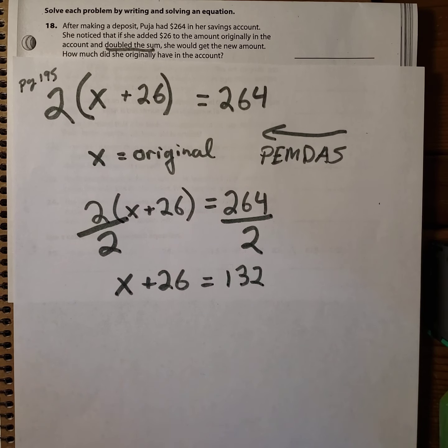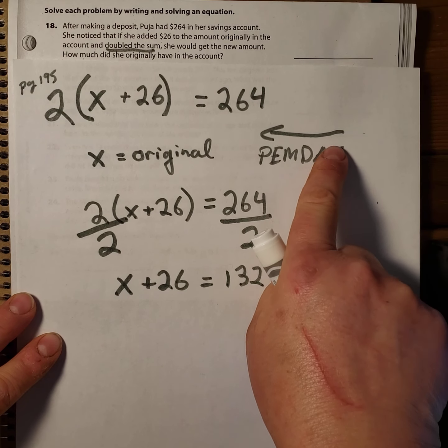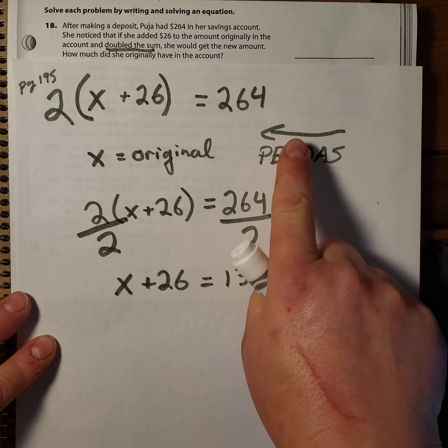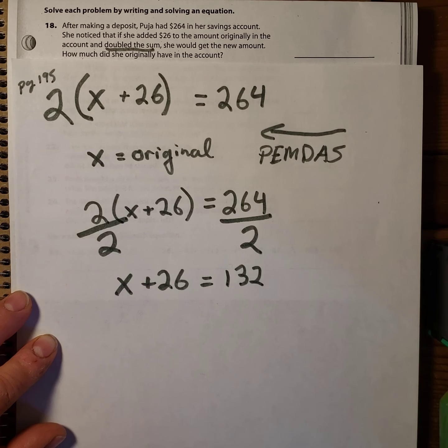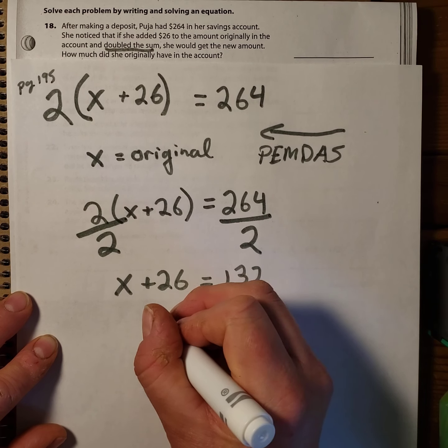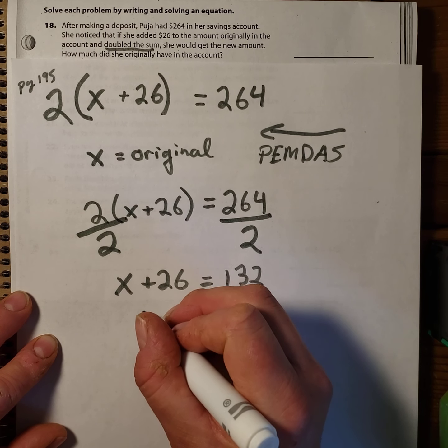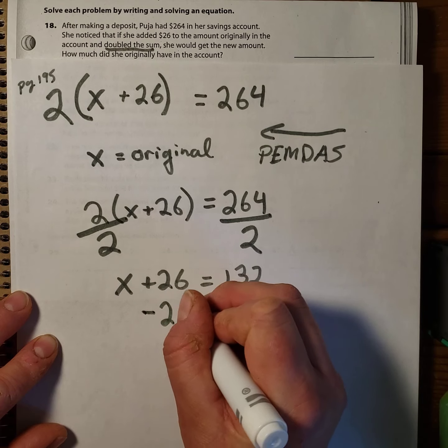132. All right, so no adding and subtracting. We did the multiplying and dividing. We have no exponents. Let's do the parentheses. We got rid of the parentheses. So to separate x from plus 26, we need to undo it. And to undo it, we're going to subtract 26.